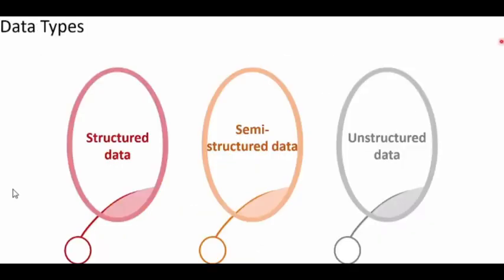Right, then we talk about the actual thing. So data in storage, there are 3 types of data. You have structured data, semi-structured data, and unstructured data. So what are the key differences between these? Very simple. Structured data is data in rows and columns, right?